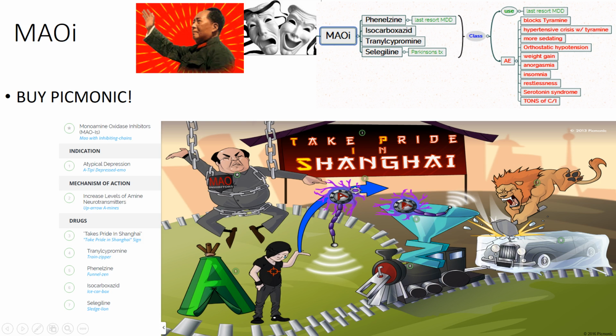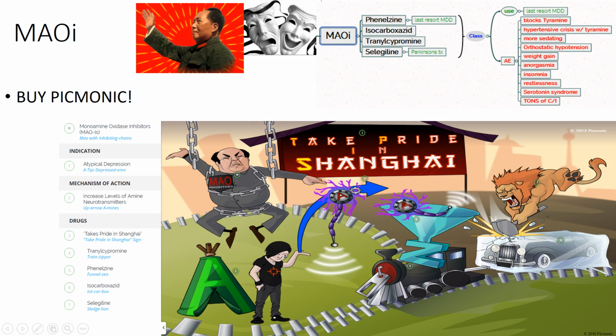And so how do they remember these? They had the train zipper, there's the train zipper right there, tranylcypromine. They had the phenelzine, or the funnel Z, there it is. They had the isocarboxazid, or the ice carbox. And then they had the selegiline, or the sledgehammer lion. And they tied all those into here. They recognize these are atypical, for atypical depression is one of the things that can be treated, and they increase the levels of amine neurotransmitters.